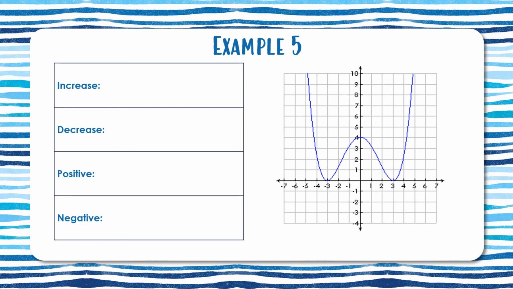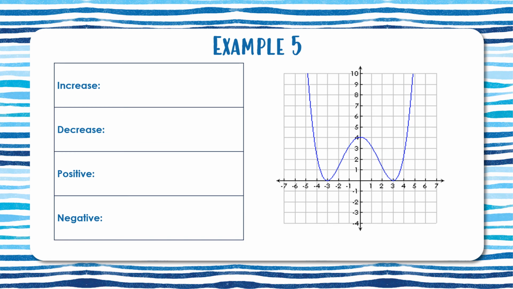Although almost the whole thing is positive, where it hits the x-axis, it's not above, it's on the x-axis, and that's not defined as positive because 0 is neutral. So there are going to be multiple positive intervals.